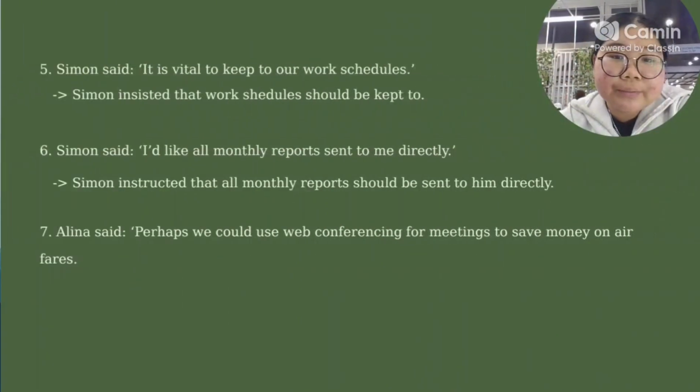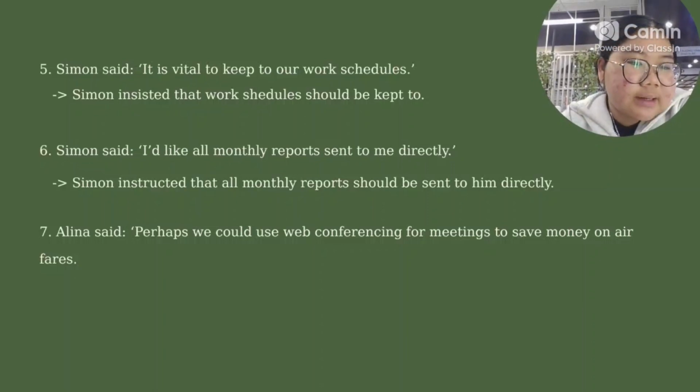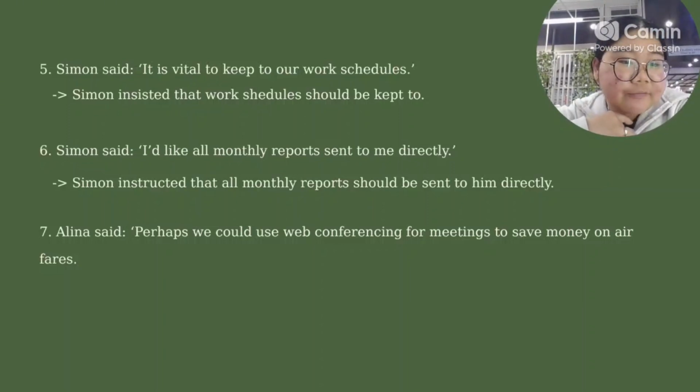Number six, "I would like normal reports sent to me directly." So Simon expected that normal reports should be sent to him directly. The explanation: Simon is giving a clear order or request about how the report should be sent. Therefore, the verb "expected" is used, meaning Simon gave a specific instruction.